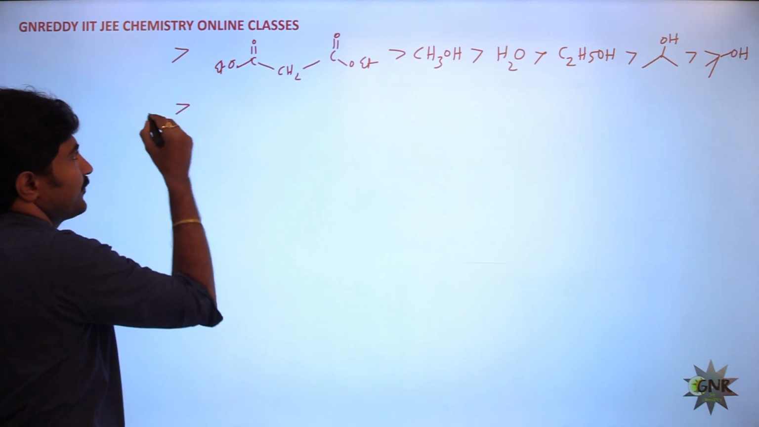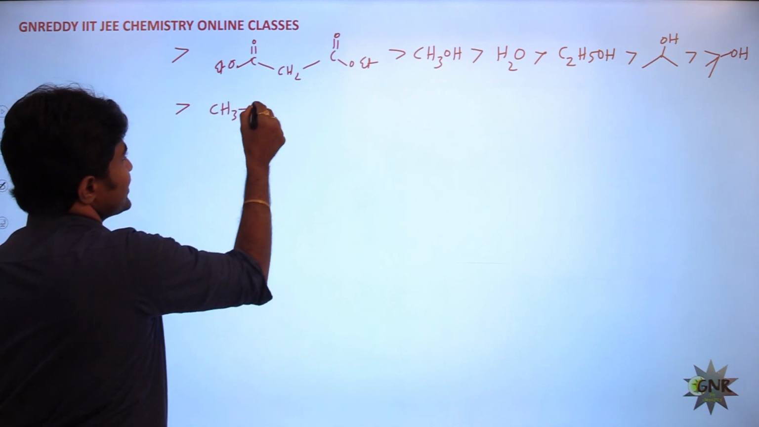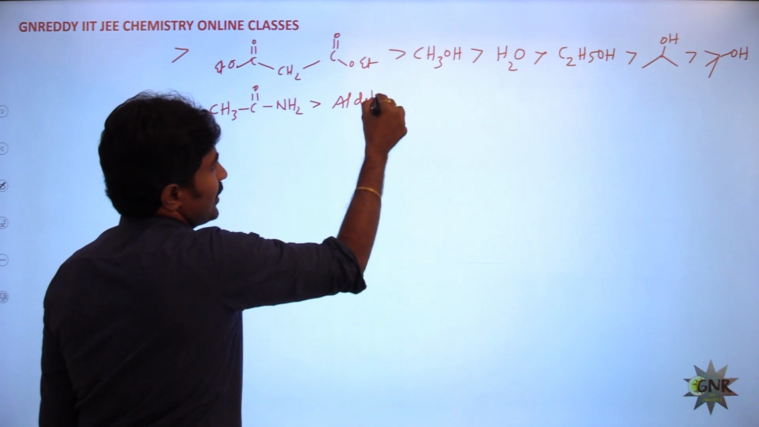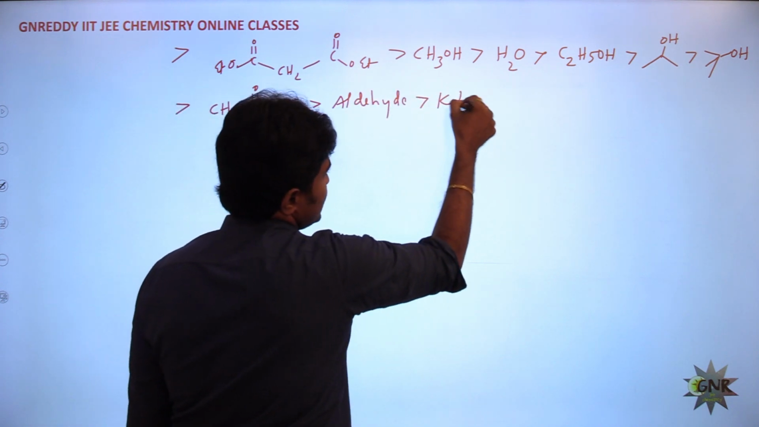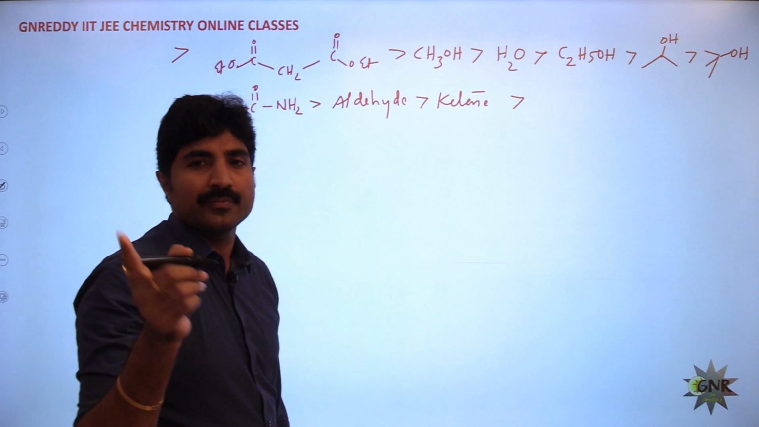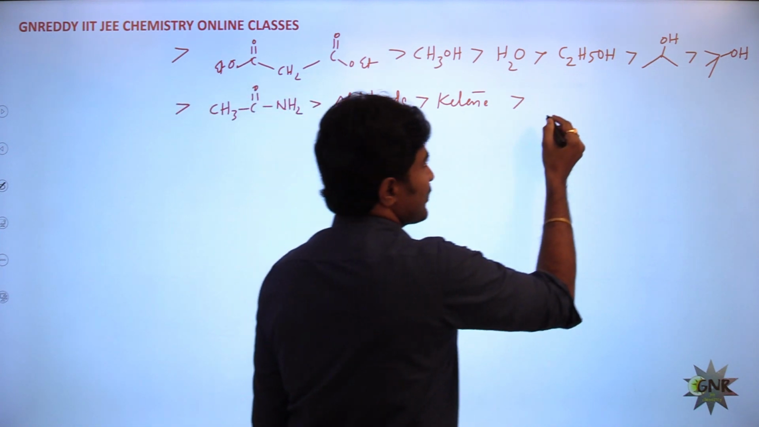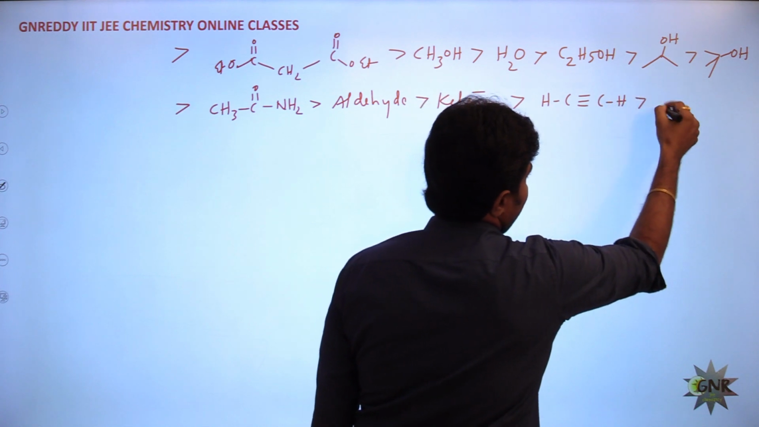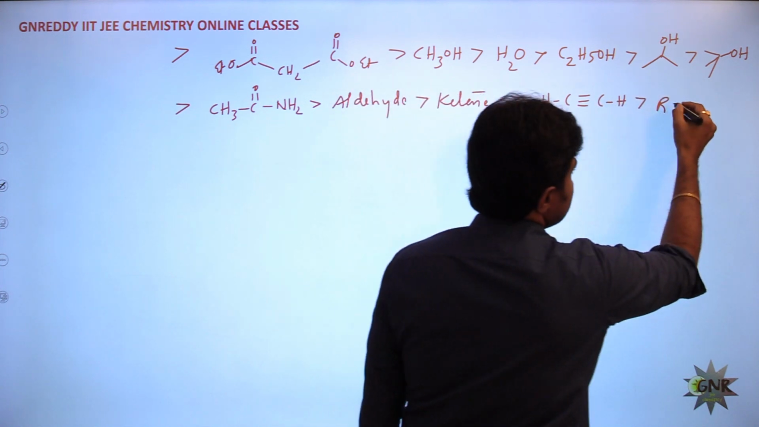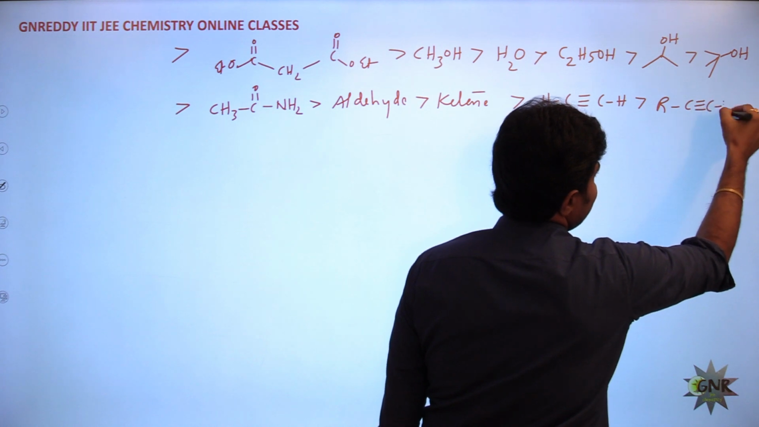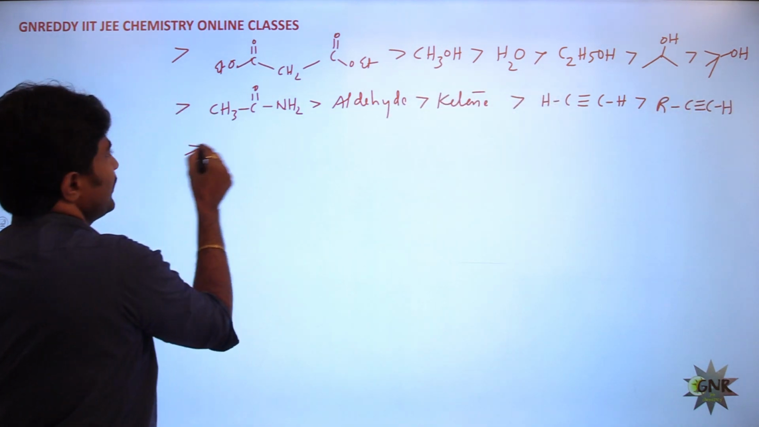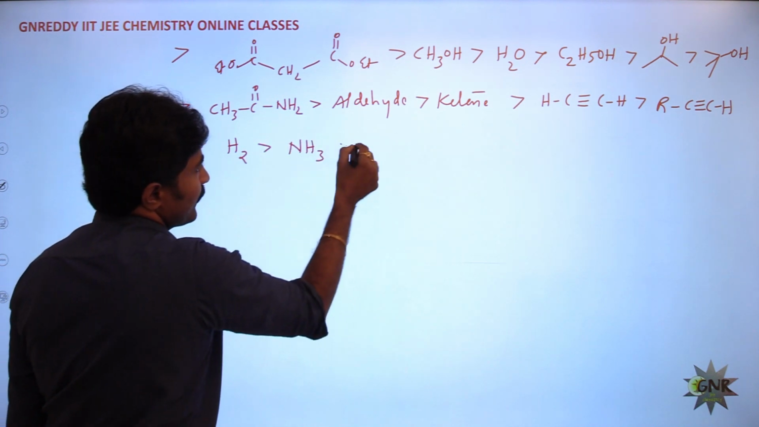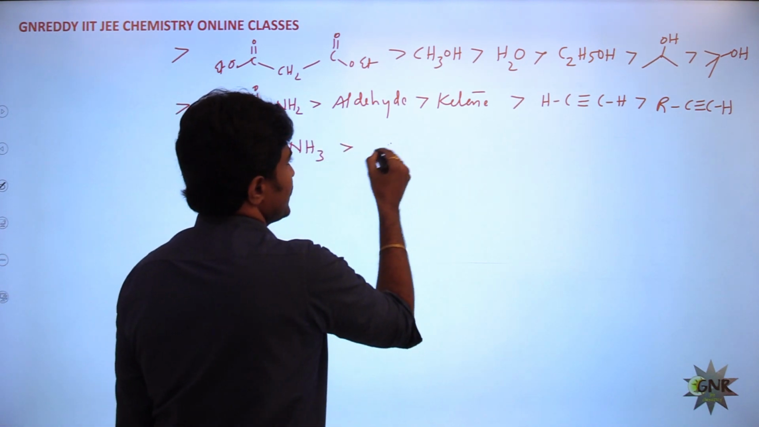Then amides, that is CH3CONH2, then aldehydes, then ketones, then acetylene compounds, C triple bond CH. This is HC triple bond CH, and with alkyl substitution RC triple bond CH, and then hydrogen, ammonia, even toluene.